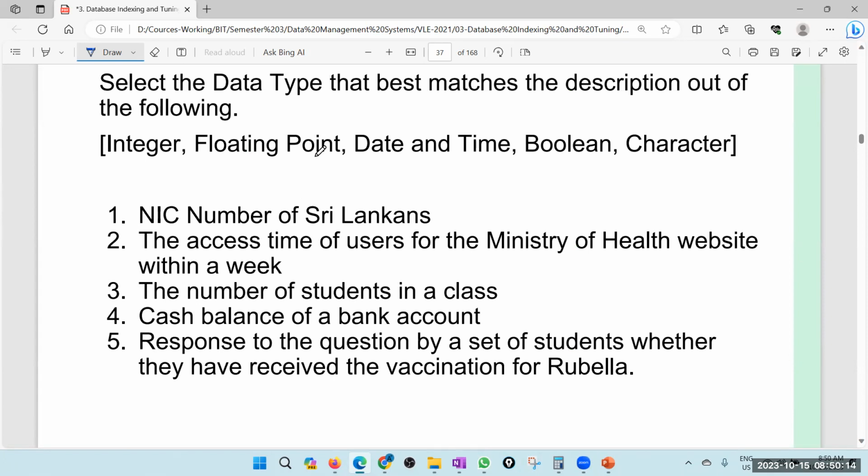Do this also quickly, 30 seconds. Select the data type that best matches the description out of the following.